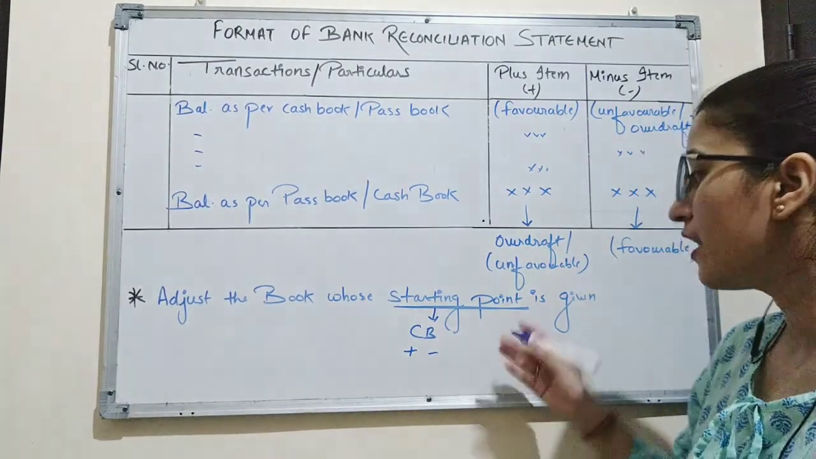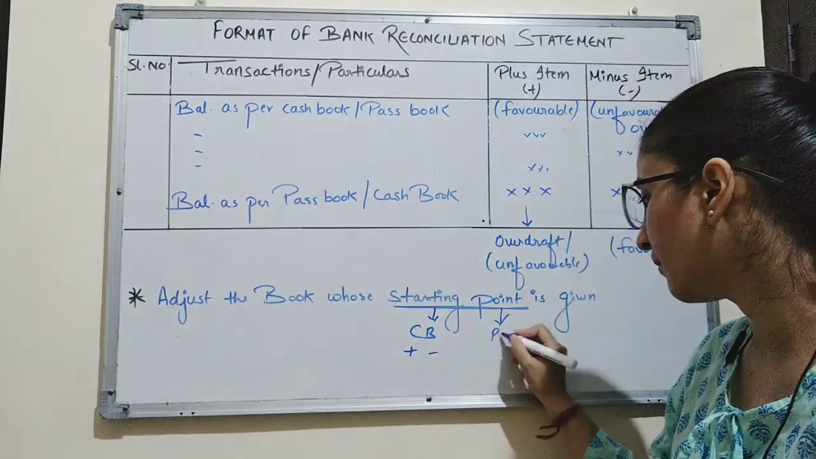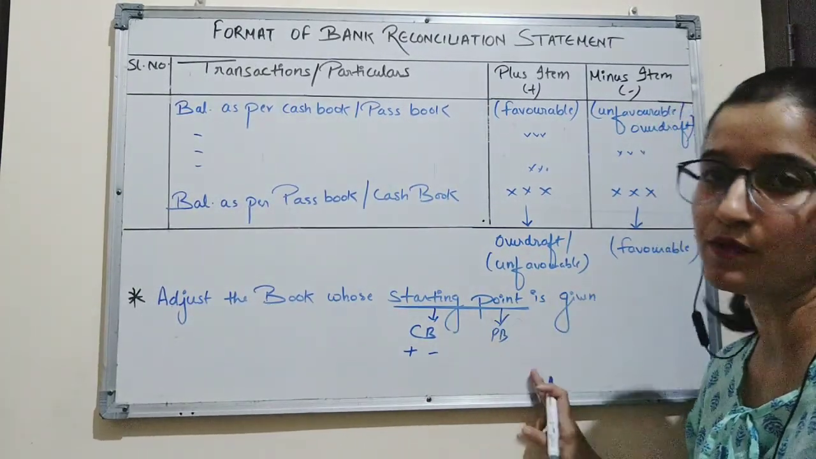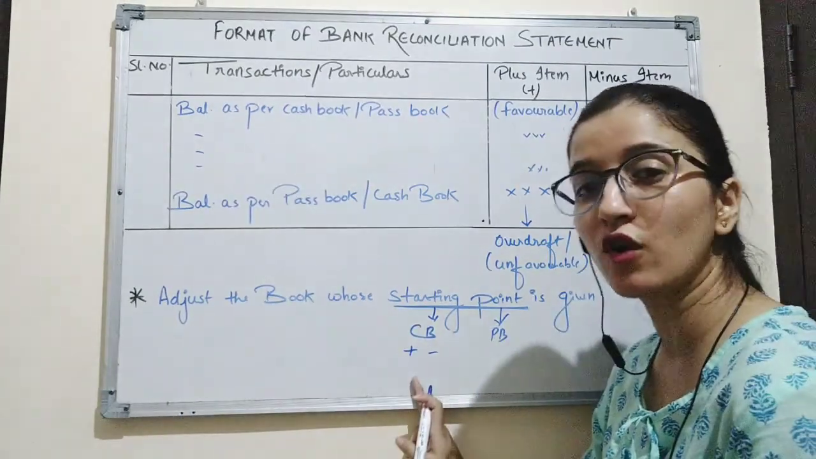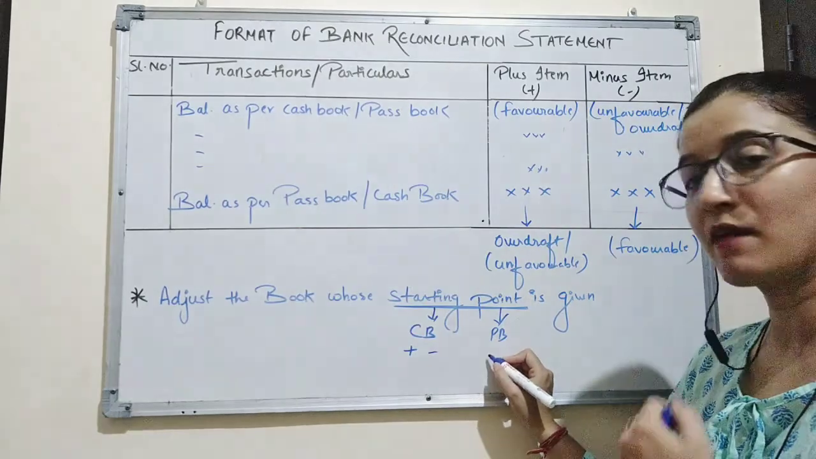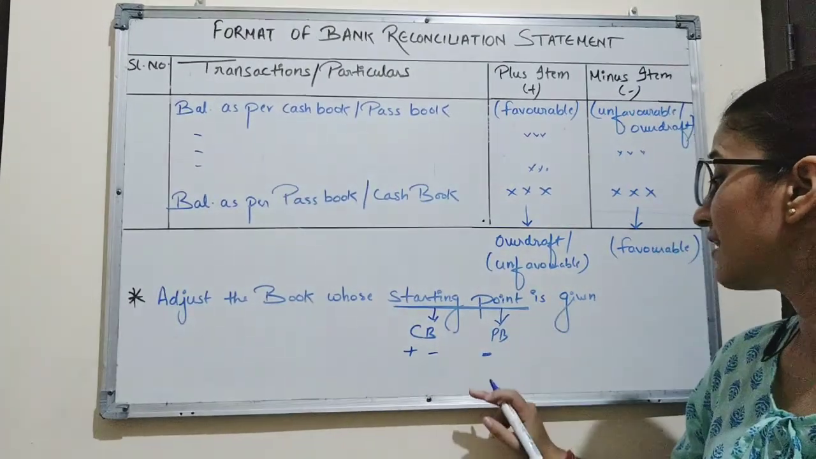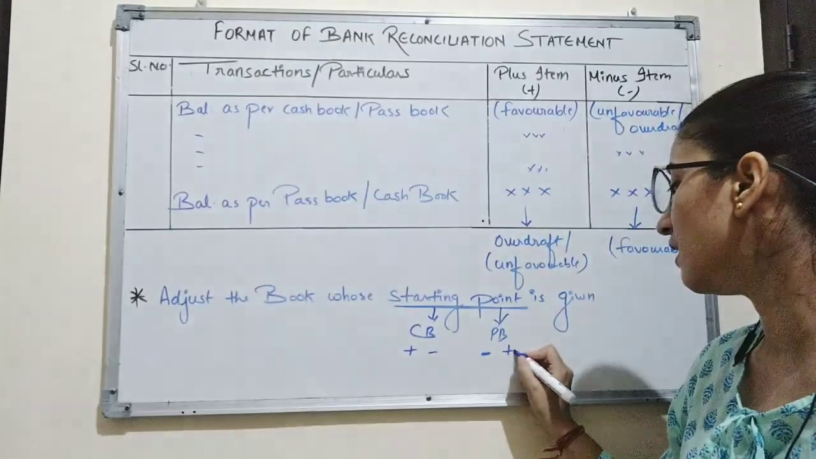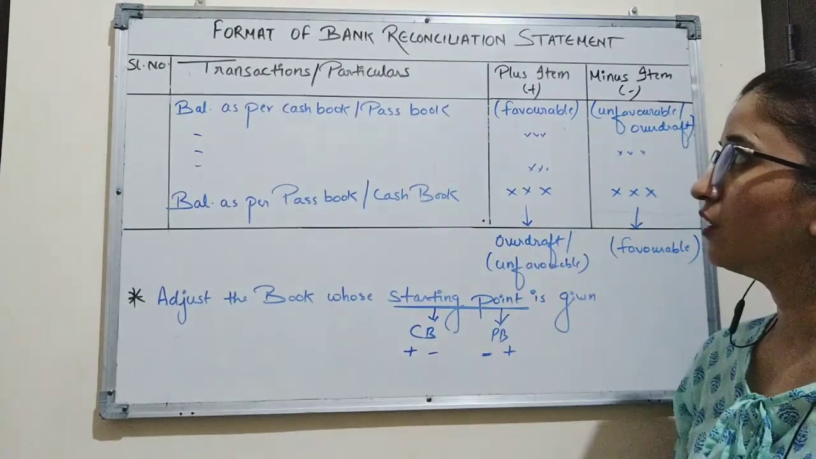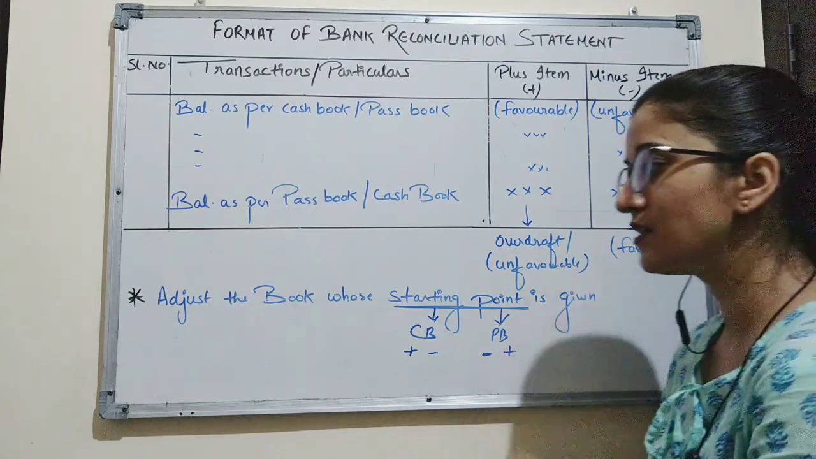And if the starting point is passbook, then we will record all the transactions from the passbook perspective. We will not record the transactions from the perspective of cash book. So, if the balance in passbook is decreasing, to reconcile that amount, we will increase the balance of passbook. This is how the bank reconciliation statement is prepared.